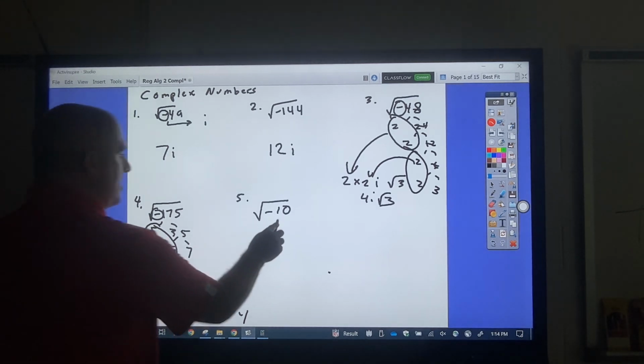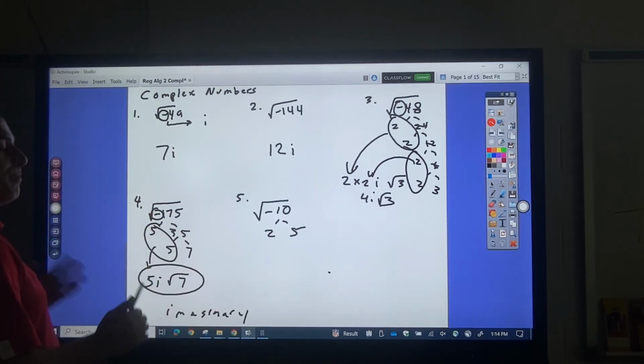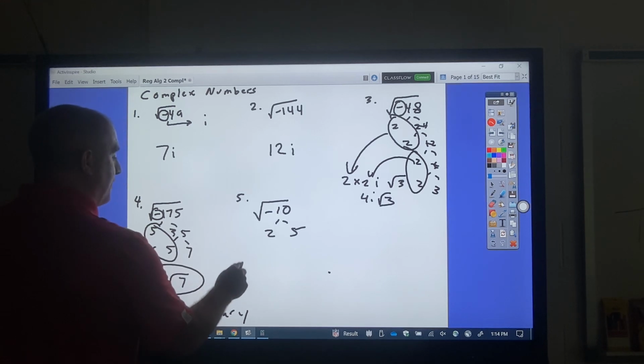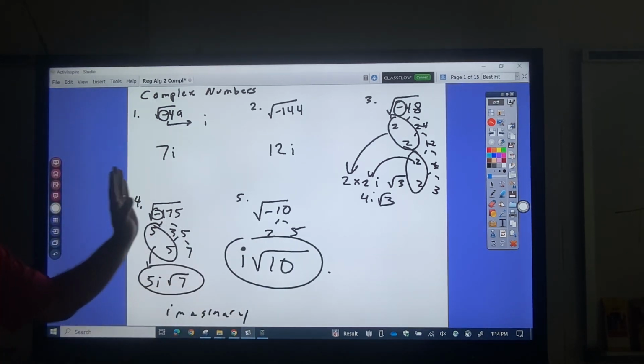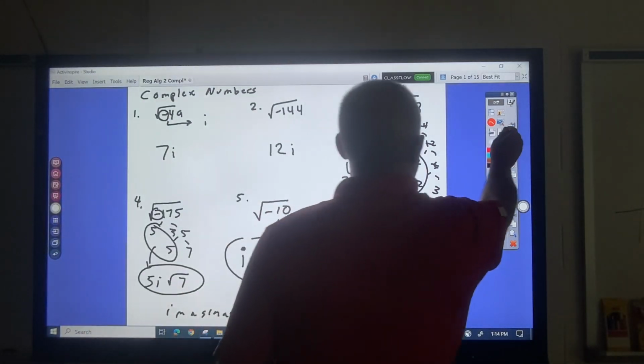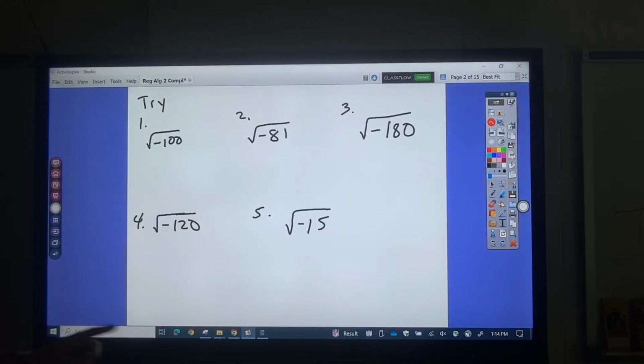Now, for negative 10, that's 2 and 5, so there are no pairs. But this will simplify with an i and a square root of 10. So even if you don't have a pair, if you have a negative on the inside, you have to account for it with an i. Okay? So go ahead and try these.